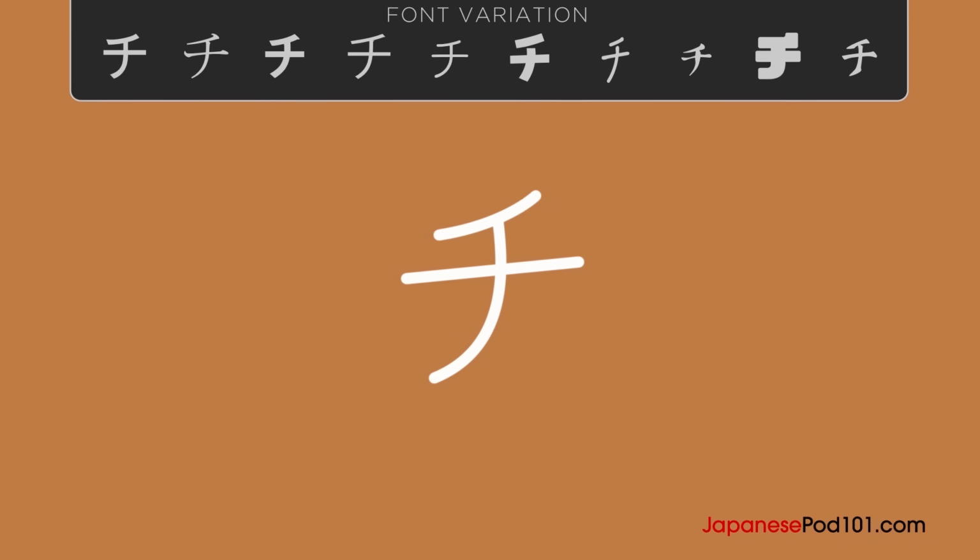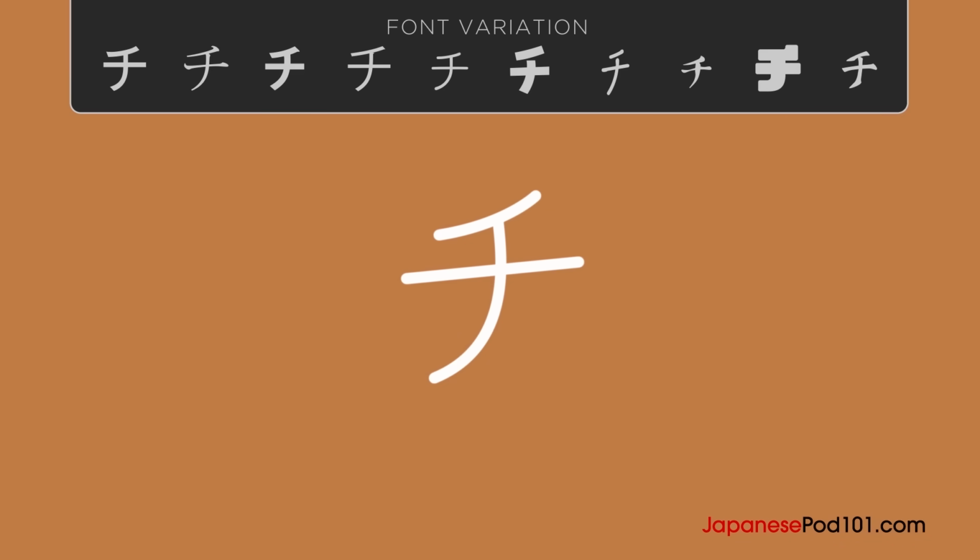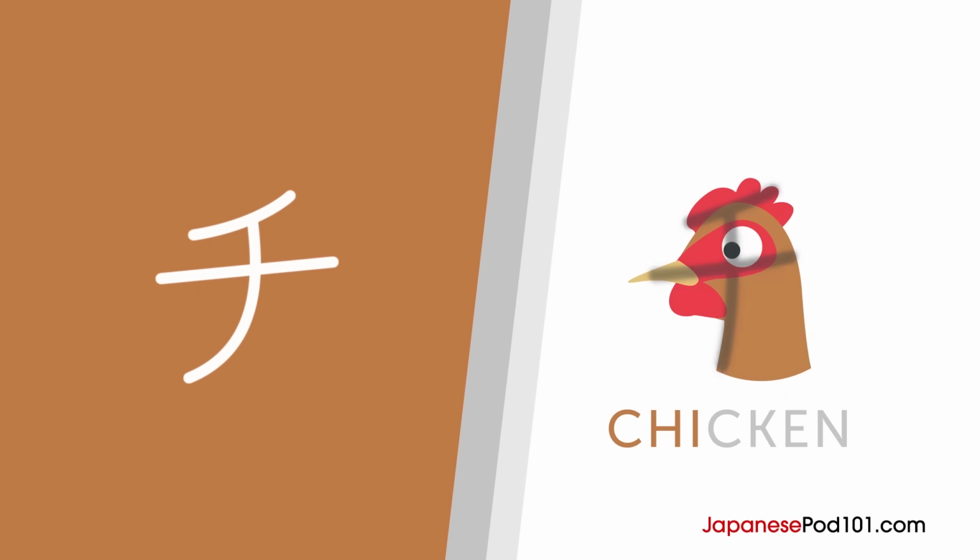Okay, next up is the katakana character chi. Try to imagine katakana chi as a chicken. Now, let's add a dakuten to chi. Remember, it's not pronounced di. Actually, chi with a dakuten is pronounced as ji. Chi, ji, chi, ji.